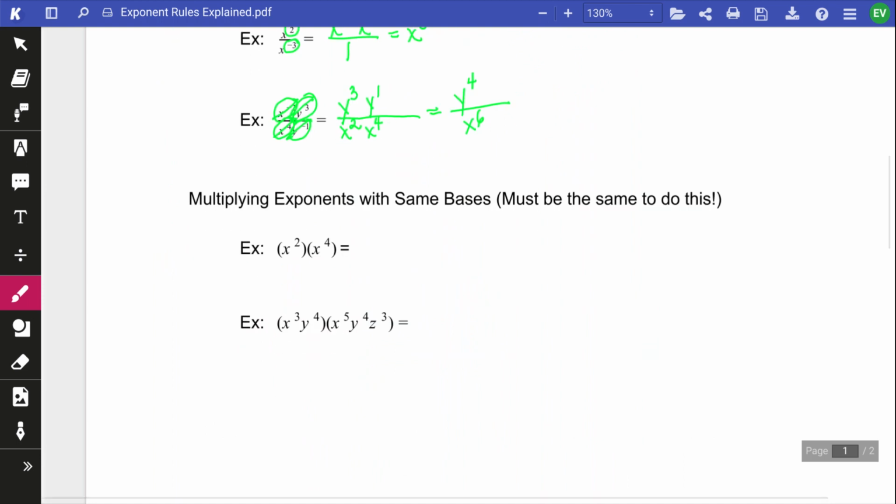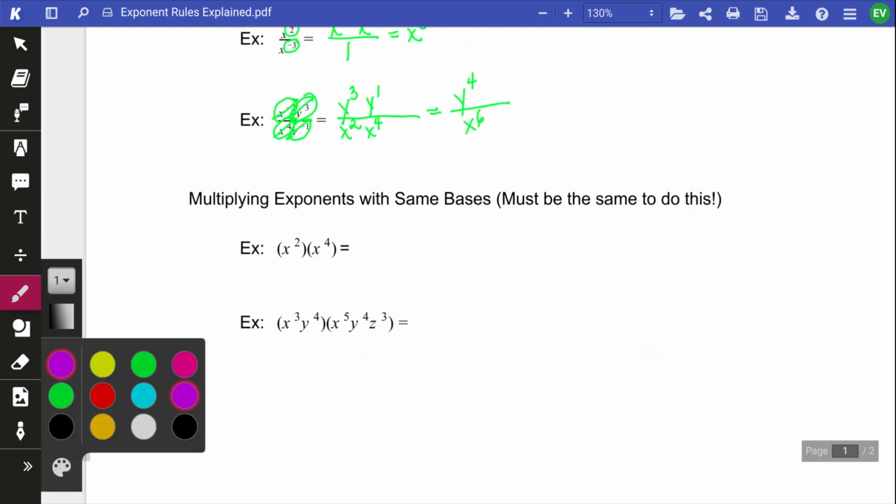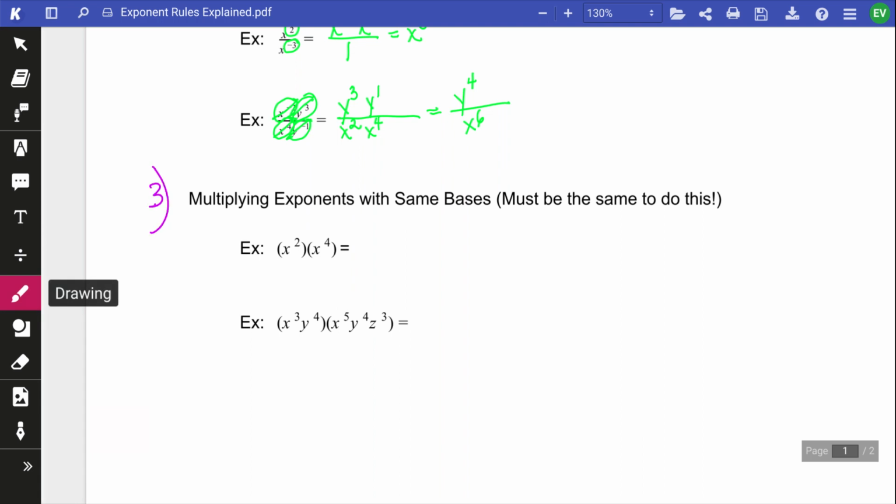Okay, rule number 3. Rule number 3 has to do with multiplying exponents with the same bases, and the bases must be the same to do this. If I look at the first example, I have x squared times x to the 4th. If I expand this, x squared becomes x times x. If I expand x to the 4th, I have x times x times x times x. So x to the 4th, I've got 4 of them. And when I multiply all those together, I get x to the 6th.